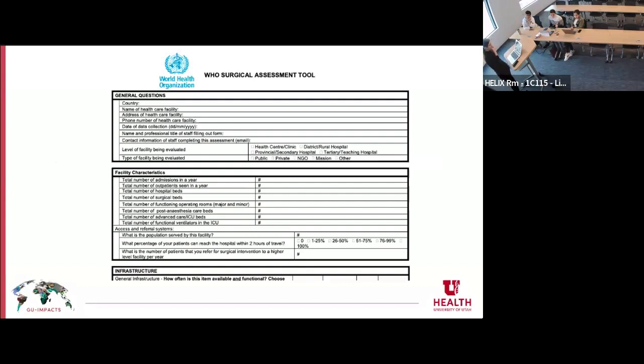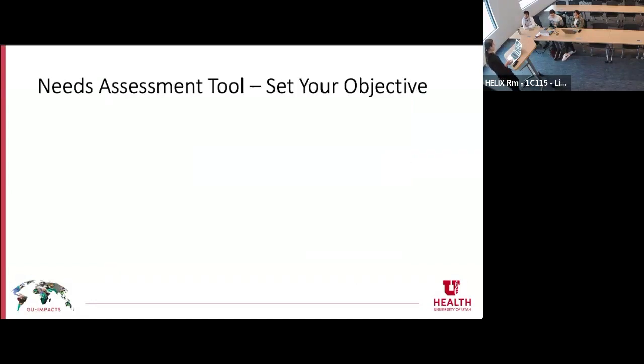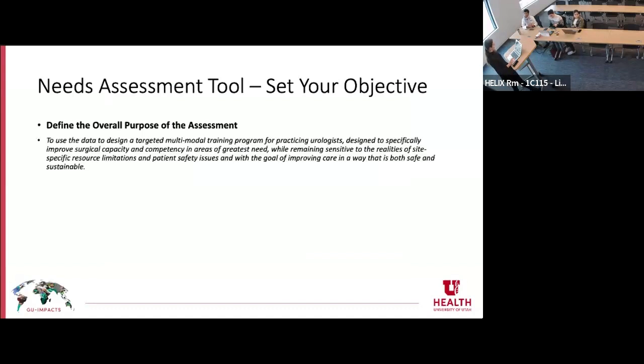So in terms of tools, the WHO does have a needs assessment tool for general surgery, but nothing like it exists for urology. So as part of the initial part of this project, we needed to design one ourselves. So I spent some time trying to figure out how you do that. And I think my biggest takeaway is that in order to design a needs assessment tool, the most important thing is that you need to set your objective for the tool. So I started off by first defining the overall purpose of the assessment.